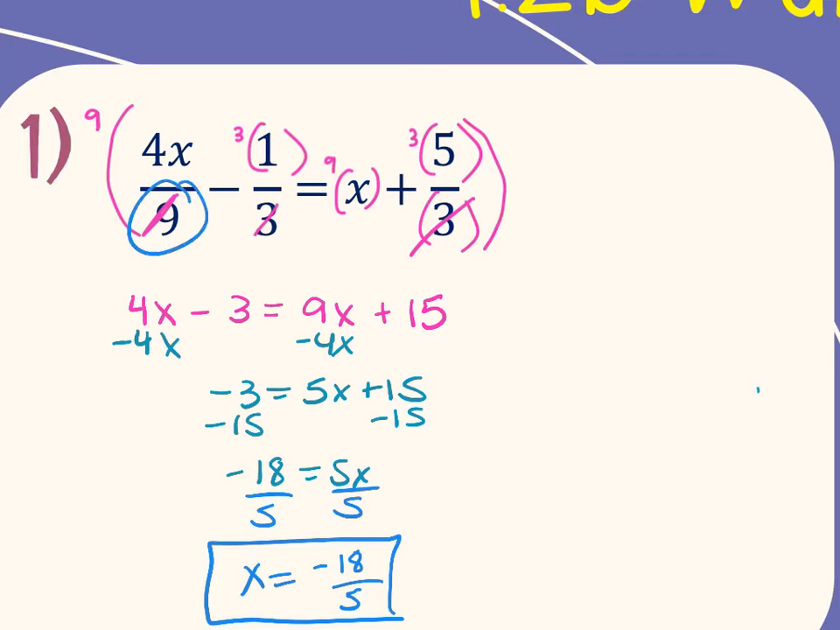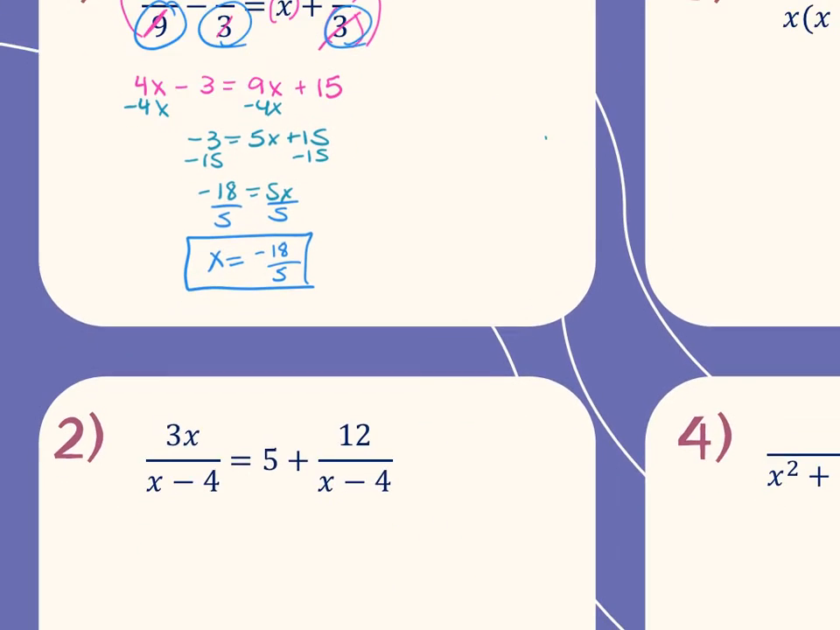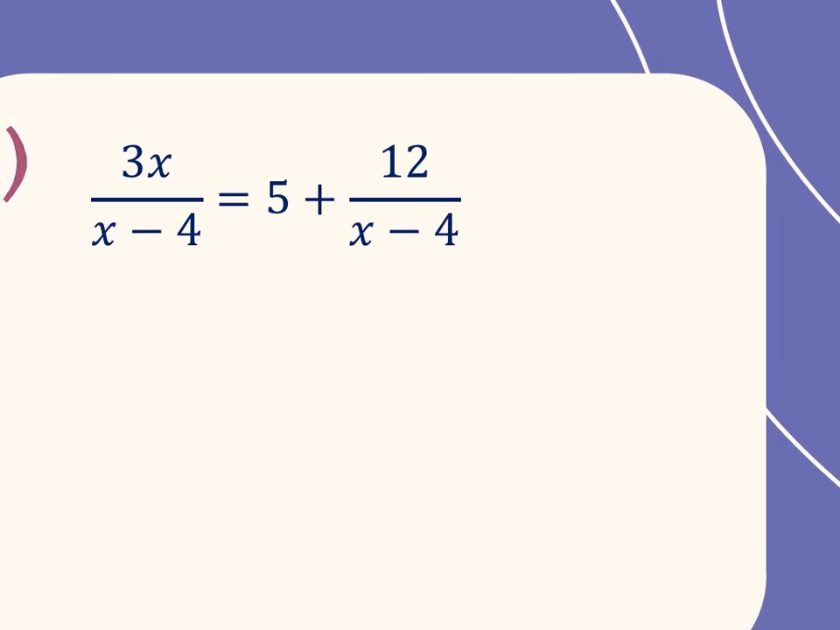These don't have a variable in the denominator, so I don't have to check. I could just use that value to check to make sure my answer is right, but I don't have to check to rule out an extraneous root because there's no variable in the denominator. Number 2, however, has a variable in the denominator. So I have to remember to go back and check this one.